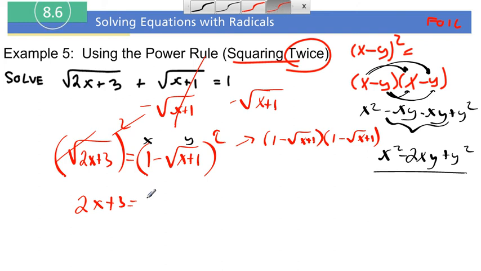So 1 squared is just 1. I'm going to do -2, and then I'm going to multiply x times y. Well, x is 1 and y is negative radical x plus 1. So I'm just going to put right here radical x plus 1. And then lastly, it's going to be plus y squared. So it's plus, and then I square this. Well, if I square a square root, doesn't the radical go away? Well, yeah, right? So that means we get x plus 1.